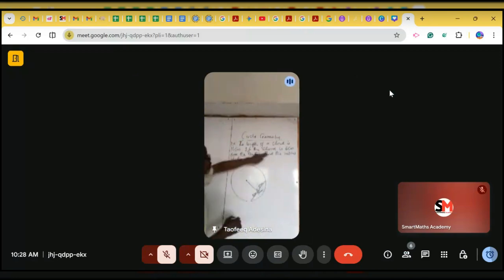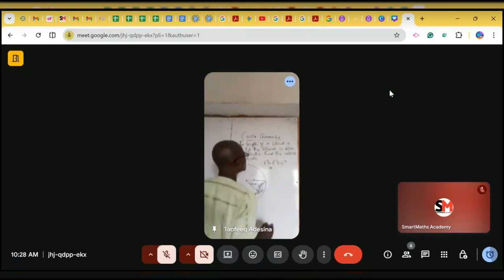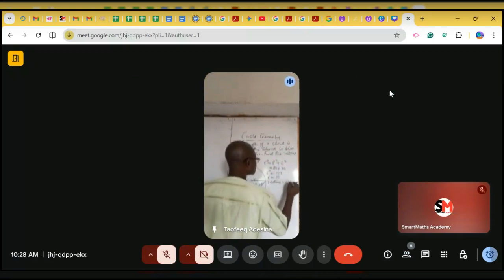If the chord is 6 centimeters from the center, this is 6 centimeters. You have to find the radius. According to the diagram here, the radius is our hypotenuse. So it means r squared equals 8 squared plus 6 squared. And that will be what? 64 plus 36, and that is 100. So r equals 10. So the radius is equal to 10 centimeters.